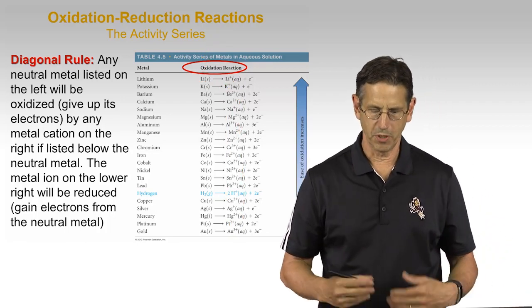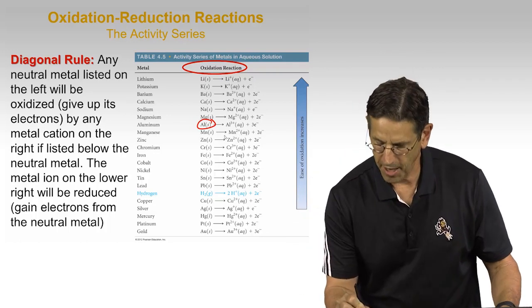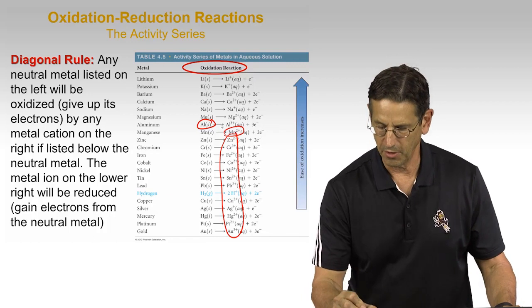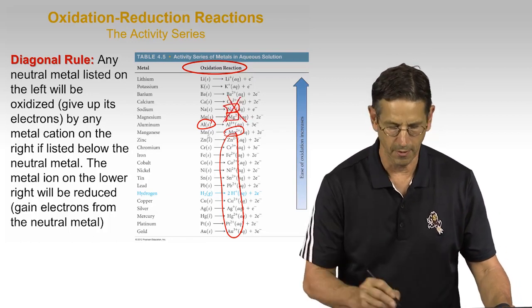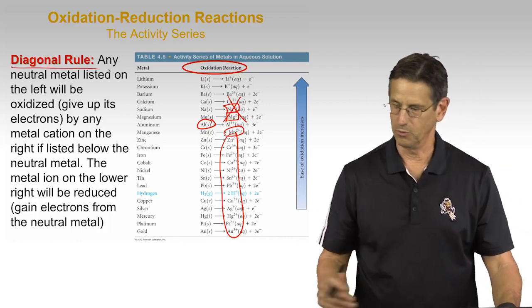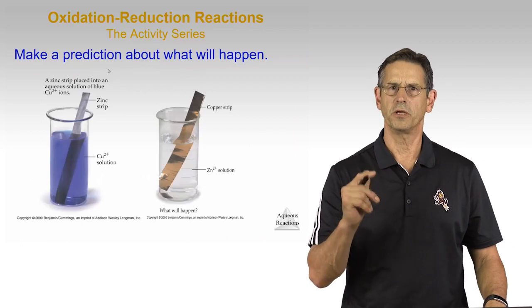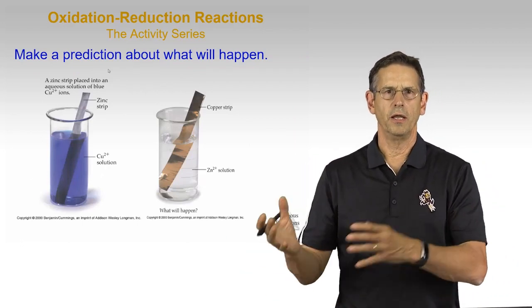Okay, pick out another pair. Aluminum. Aluminum will give up electrons to manganese +2 and anything on this side. It will not give up electrons to magnesium +2, sodium, and so forth. All right, that's what's meant by the diagonal rule. Okay, so using the activity series, you ought to be able to predict what can happen when you've got one metal cation and a neutral metal.